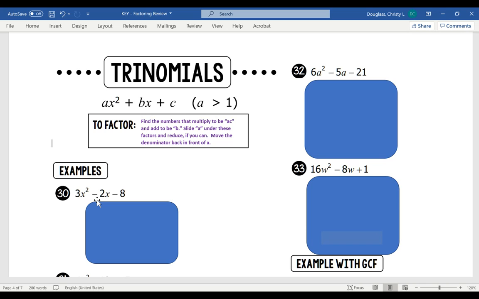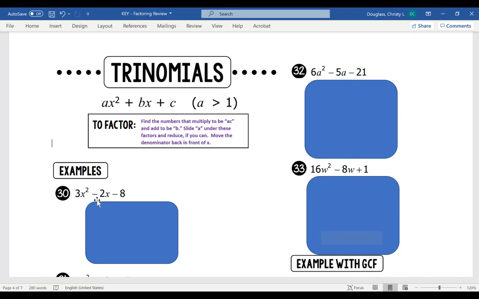Then I'll try 3. 3 times negative 8 is negative 24. And when I add 3 plus negative 8, I get negative 5. Again, it's not negative 2. Notice I'm being very systematic in how I'm testing out the factors so that I know I don't miss one, and I'll eventually find my answer without going in circles. So I've tried 1 times 24, 2 times 12, 3 times 8. Now I'm ready to try 4.